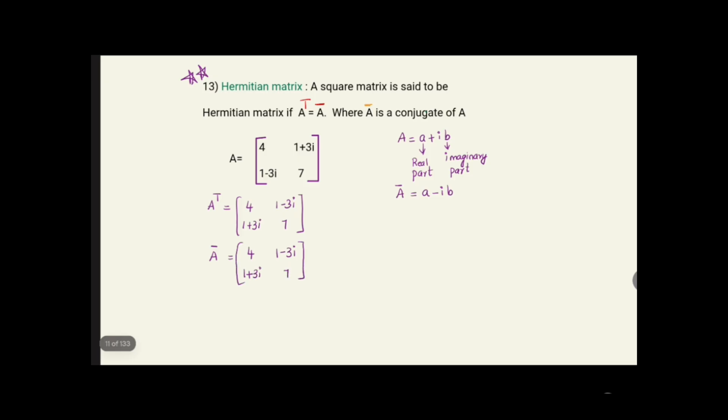So if we observe carefully, A transpose is equal to A bar. See, 4 and 4, 1 minus 3i and 1 minus 3i, 1 plus 3i and 1 plus 3i, 7 and 7. All the elements are equal. So we can say that A transpose is equal to A bar. Therefore, the given matrix is Hermitian matrix.